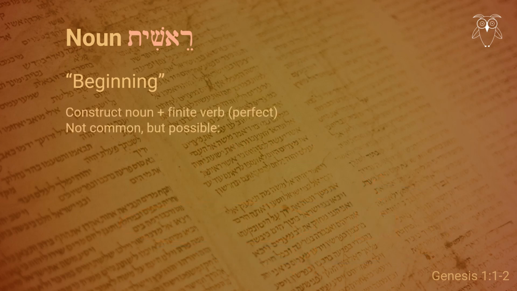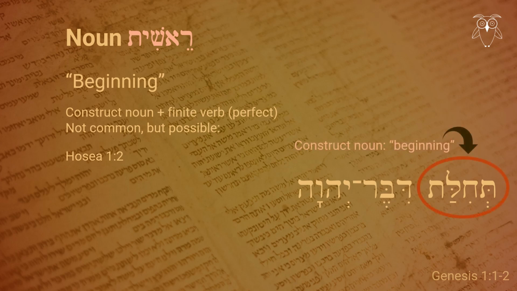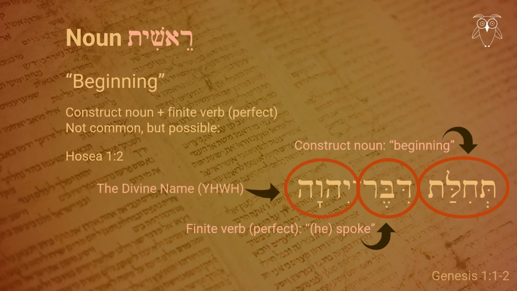Most interesting here is Hosea 1 verse 2, where you have a construct noun, techilat, meaning beginning, referring to a point in time, followed by a finite verb, diber, meaning he spoke, and a subject, yod-he vav-he, which is the divine name, which roughly translates to when the Lord first spoke.